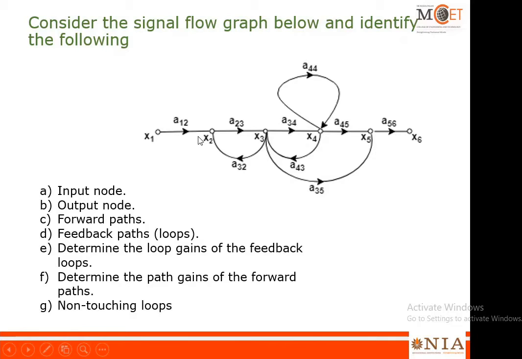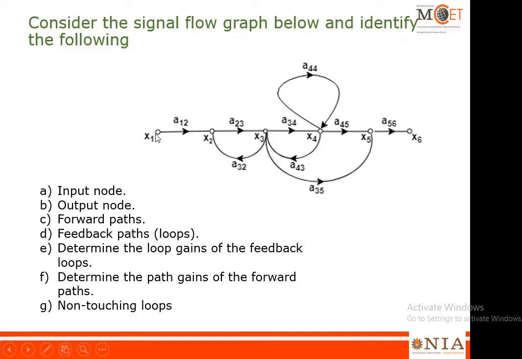How many forward paths are there in this? Let's start with the input and see how many forward paths there are. I am able to see one forward path from the input to the output. You know that the forward path should lead to the output node. So this is one forward path. Look for any other forward path here. I can see another forward path where I come to this node, take a path like this and go like this. So there are two forward paths.